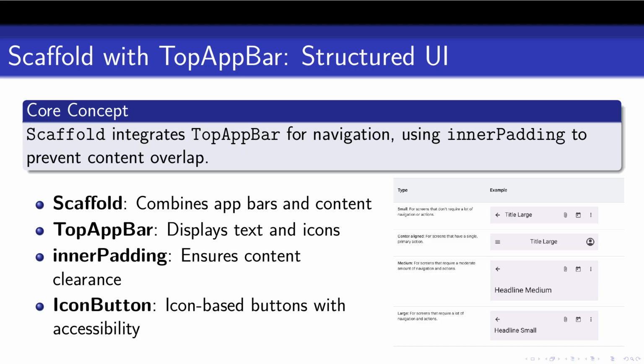We use a Scaffold composable to structure the app's layout. It combines UI elements like app bars and content, ensuring they don't overlap. The TopAppBar displays a title and icon buttons, while inner padding provides proper spacing between the bar and the rest of the screen. Icon buttons allow users to interact with icons in an accessible way.